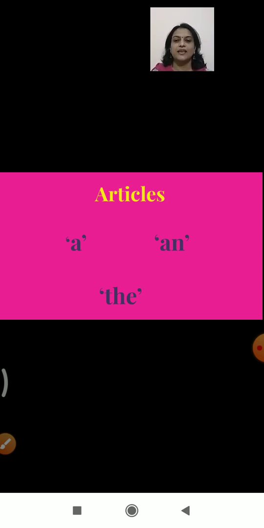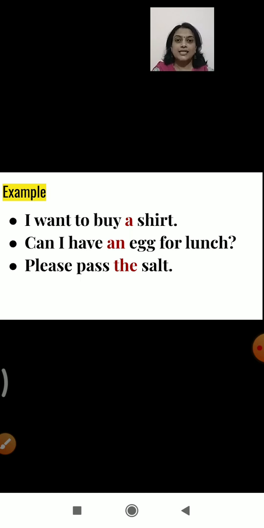Now let's see. Here you can see some examples. I want to buy a shirt. Can I have an egg for lunch? Please pass the salt. So here you can see I have highlighted the 3 friends. A shirt, an egg, the salt, right? Now as you can see here, articles are used before nouns: shirt, egg, salt, right?